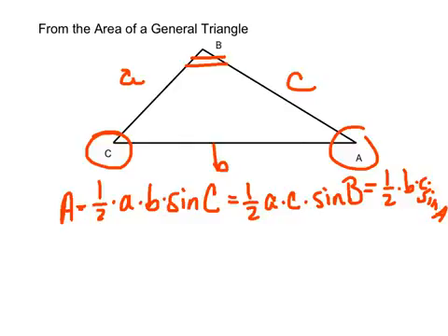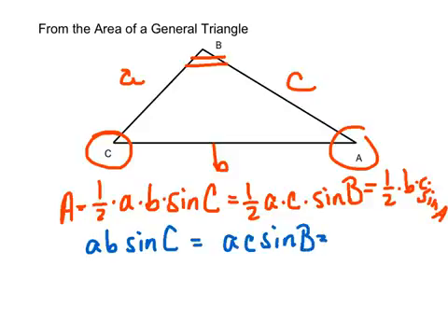Now that I say that these are all equal, I'm going to develop my law of sines. First thing I'm going to do is multiply each piece by 2. So if their areas are all equal, if I multiply each of them by 2, they should still be equal. Okay, so I've got A, B, sine C. Here I've got A, C, sine B. Here I've got B, C, sine A.